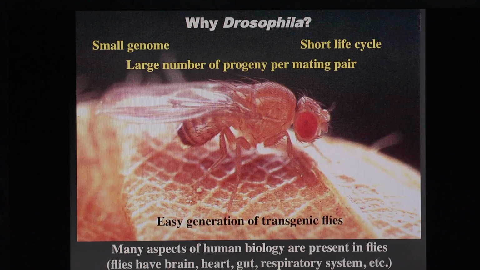So we can have a large number of progeny per mating pair. And this is important because, for instance, a single female can lay up to 100 eggs in one day. Okay? So imagine that you can have several females in a vial, so you can get literally hundreds of progeny to investigate or to study the question you have in mind. Okay, that's an advantage. We can generate transgenic flies very easily.